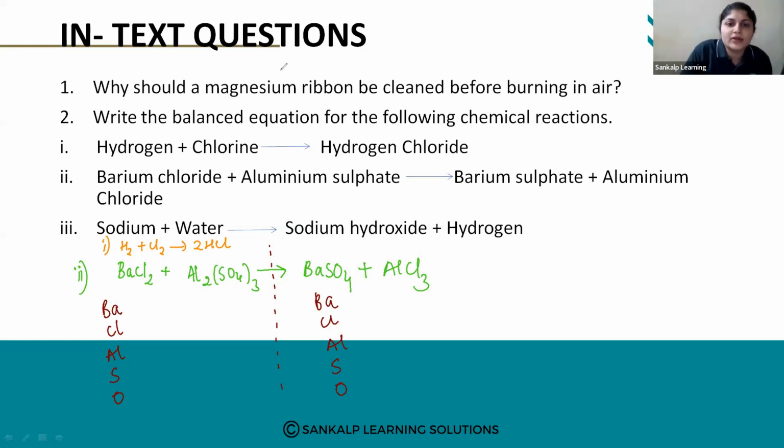Now here, barium are how many? Here barium is 1, here barium is 1. Chloride are 2, here chloride are 3. Here aluminium is how many? Aluminium are 2, here aluminium is 1. Sulfur is 3, here sulfur is 1. Your oxygen are 4 threes are 12, oxygen are 12. Here your oxygen is 4. Now, how to balance it?